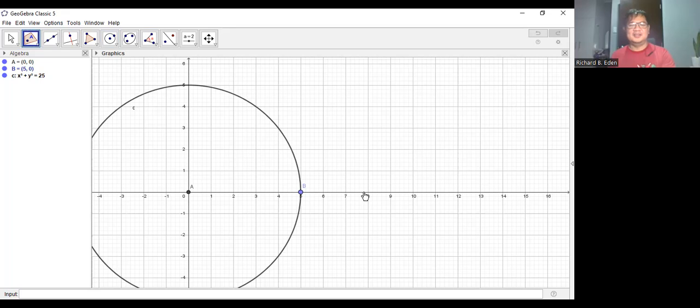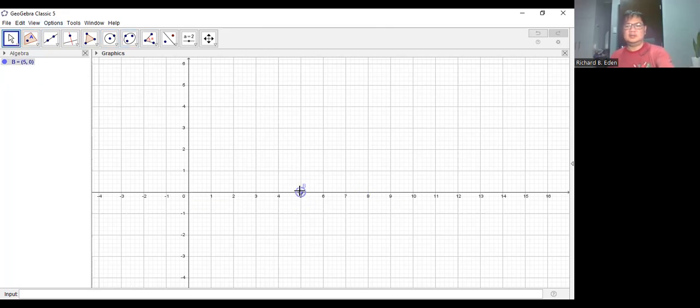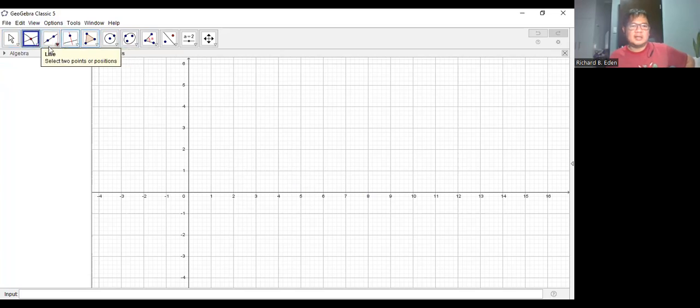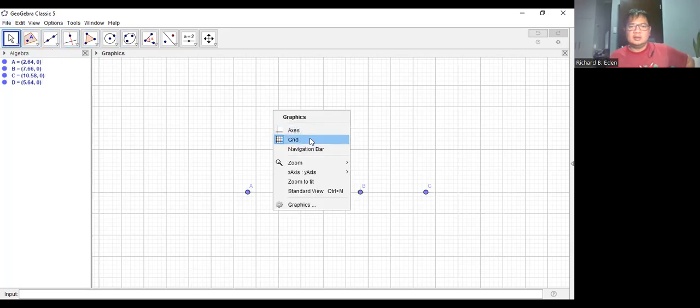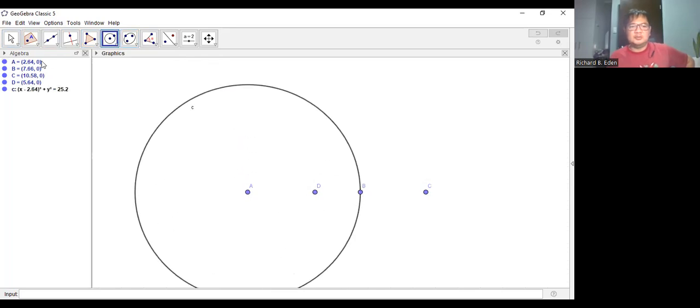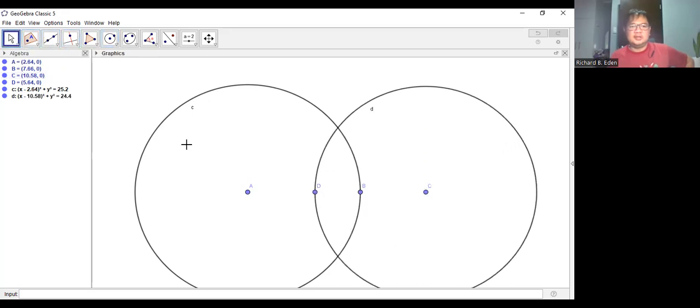I'll just choose a point on this object. A, and then B, and then C, and then D. All right, I don't need the grid. So I have the circle centered at A. This is supposed to be C1, and then the other circle, from C all the way to D, is supposed to be C2.